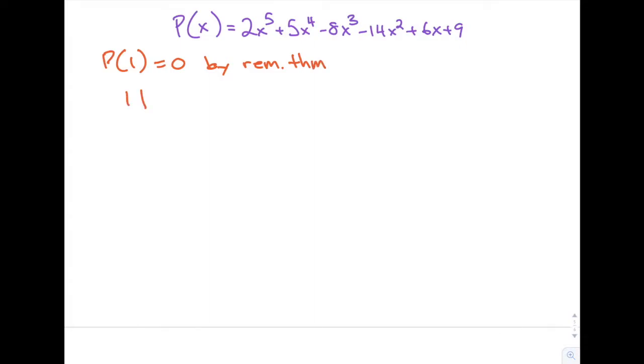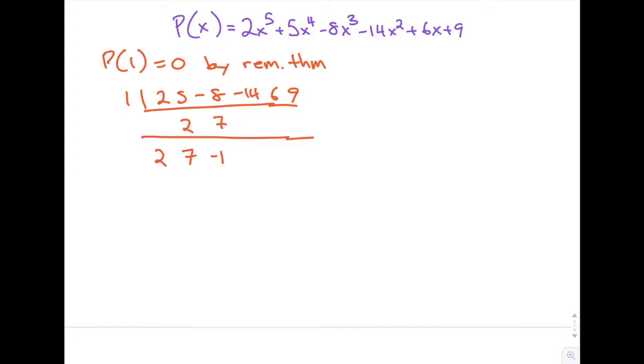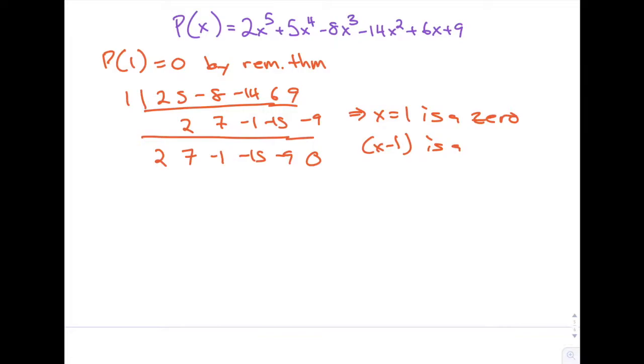So now we can do synthetic division. So 2, 5, negative 8, negative 14, 6, and 9. 2 drops down. Then we have 2, 7, negative 1, negative 15, negative 9, and 0. So x equals 1 does confirm x equals 1 is a 0, which means that x minus 1 is a factor.